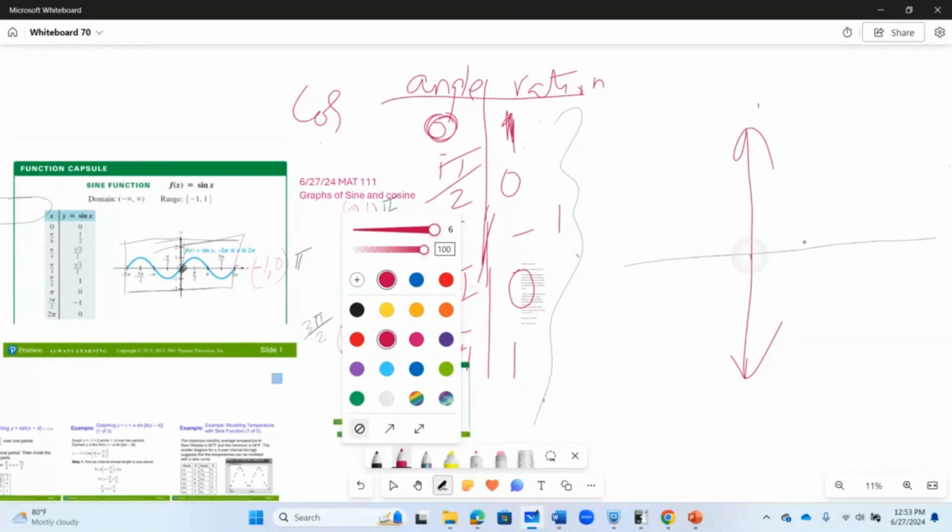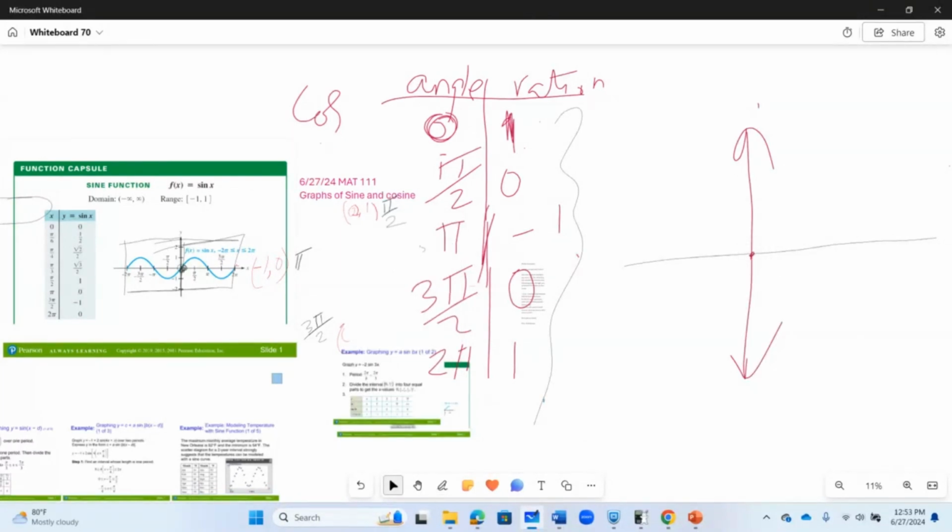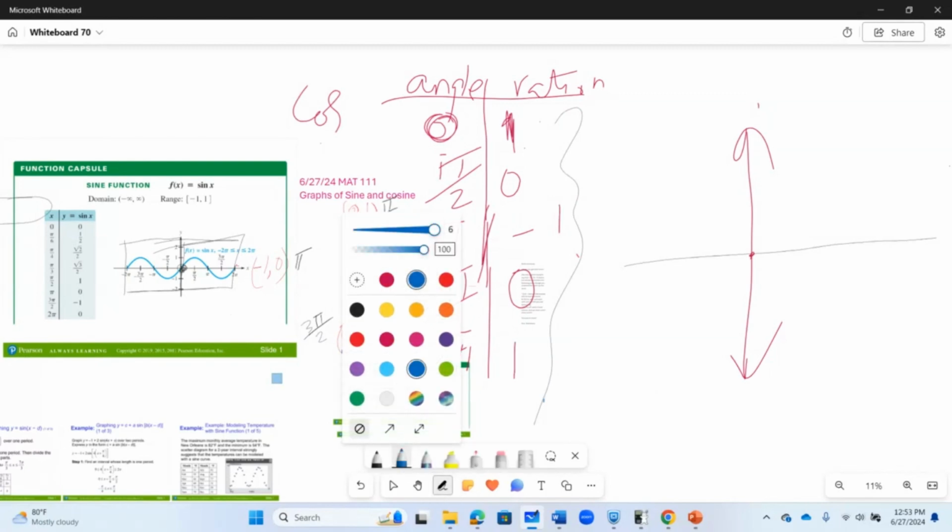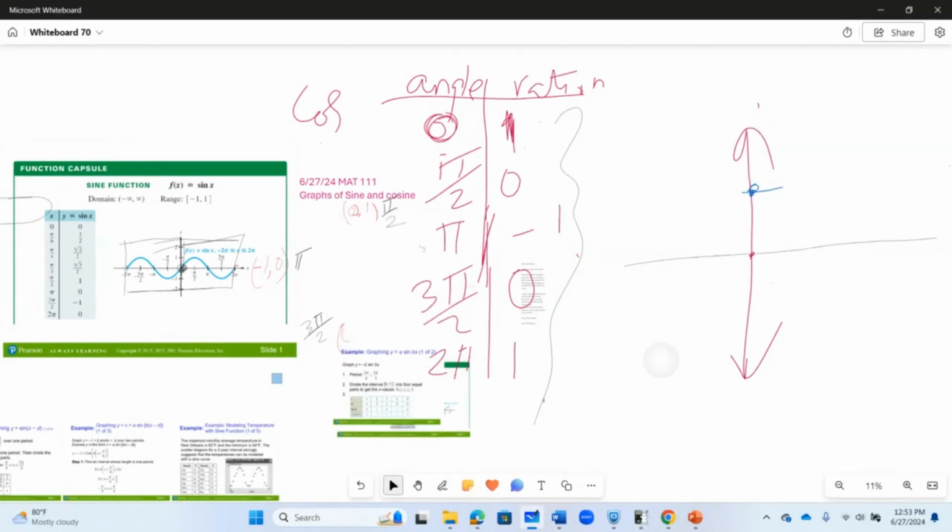When x is 0, y is 1. Let's make 1 here. In other words, cosine of 0 is 1. That's what I'm trying to say. Cosine of 90, pi over 2, is 0.